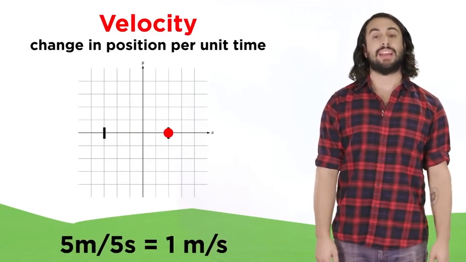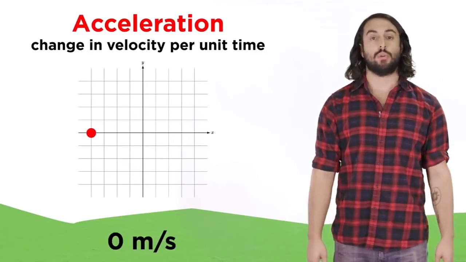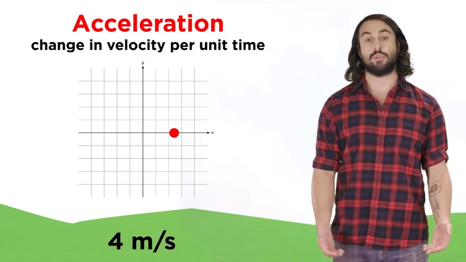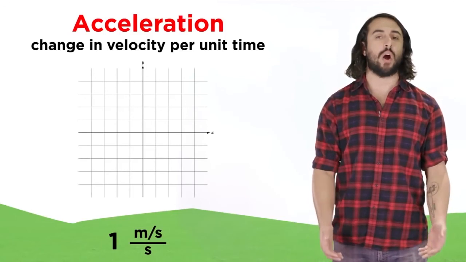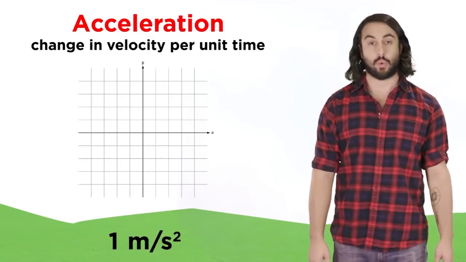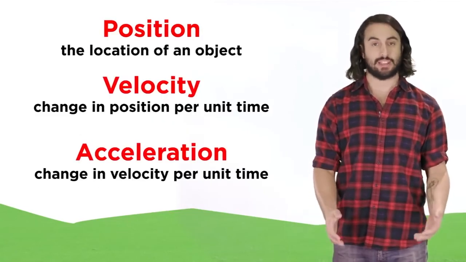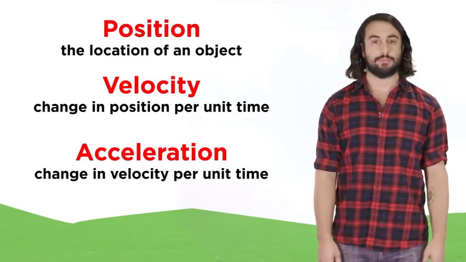second. And acceleration is the change in velocity over time. So if this object starts at a standstill and over 5 seconds gradually speeds up to 5 meters per second, then it is accelerating at 1 meter per second, or 1 meter per second squared. So that's how we define position, velocity, and acceleration. Now let's discuss each of these in more depth.